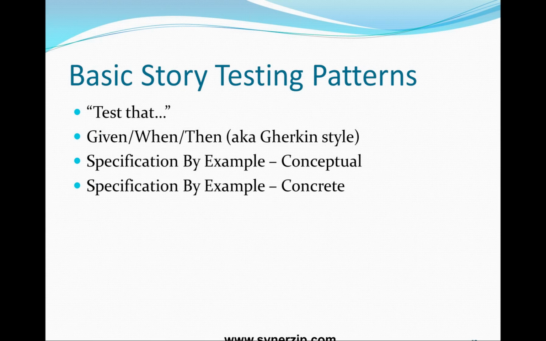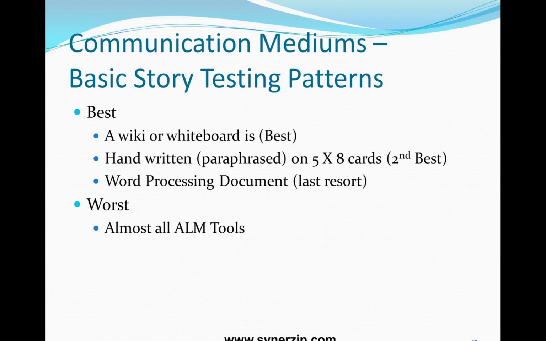So for these basic story testing patterns, the best communication medium for these particular patterns is something like a wiki or a whiteboard. That's really the best choice. If you can't do that, then handwritten notes on a 5x8 card is kind of second best. And then your last resort is some sort of word processing document. The worst thing to use for these particular tools is pretty much every ALM tool that's out there. The ALM tools don't have a lot of good support for inline tables and images and things like that. Some of them are getting better in that area, but generally speaking, I try to create the communication medium that is the most efficient and effective among a software development team. And I just find that the ALM tools in this area aren't very strong. In other areas, they are kind of strong, but not this one.